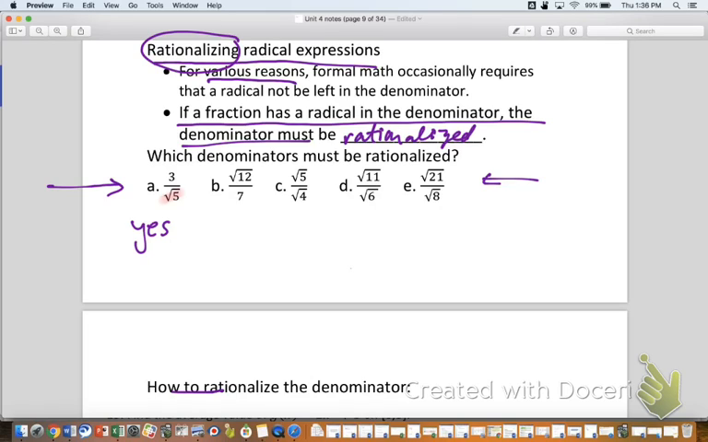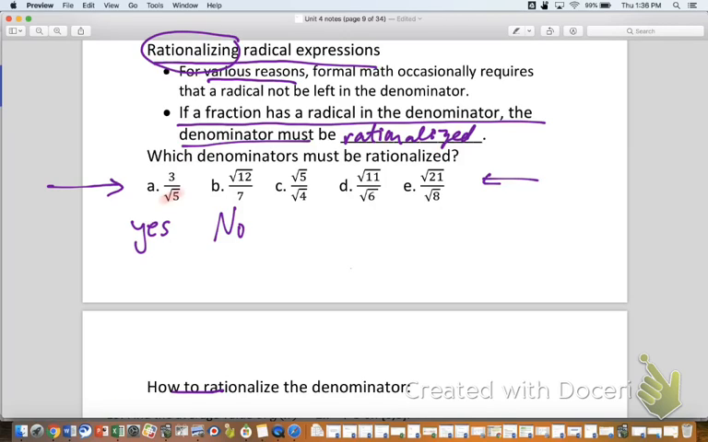What about B? Yes or no? No, you guys are correct. You obviously saw that there's no radical in the denominator for B, so the answer is no, it does not. How about C? Yes or no? This is the first one where I've had some disagreement. I heard some yeses and nos. You say yes. Ava, you say no. Why?